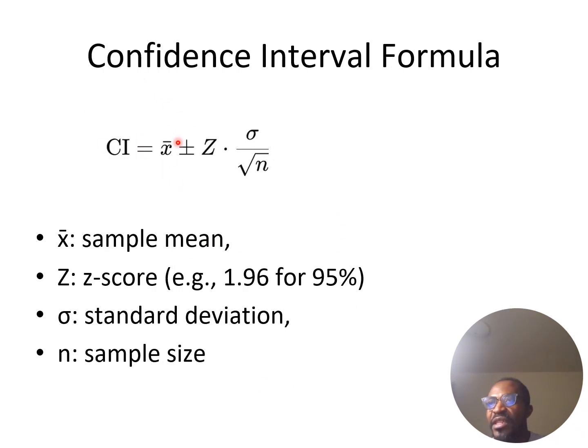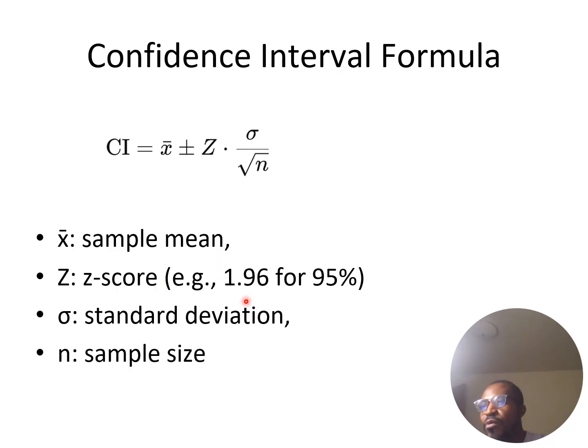The formula for the confidence interval is the mean plus or minus the z-score multiplied by the standard deviation divided by the square root of n. The mean here, x bar, is what we call the sample mean, meaning that if you sample from a population, like the height of people in a country, you want to know the minimum and maximum values within which the height of people in this particular country can be measured.